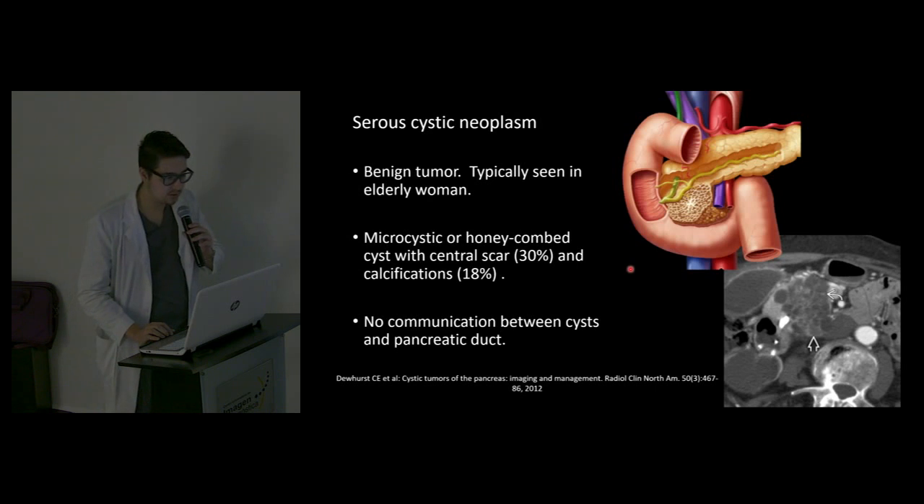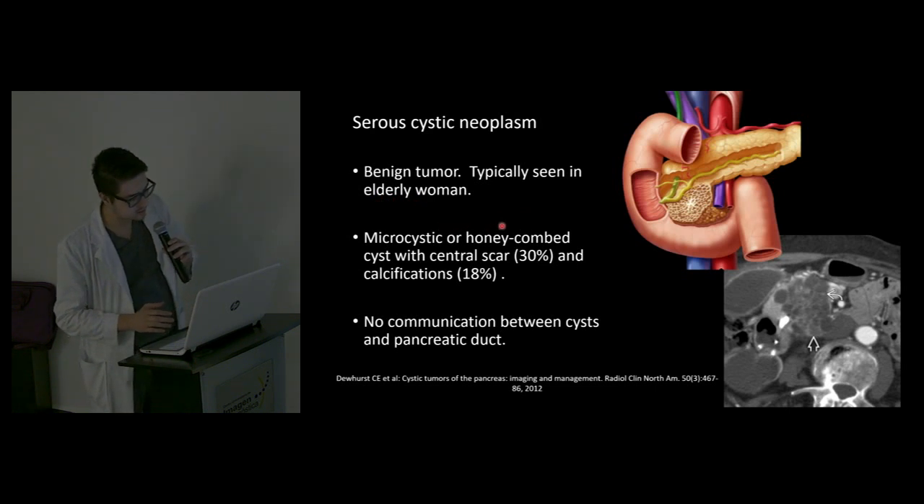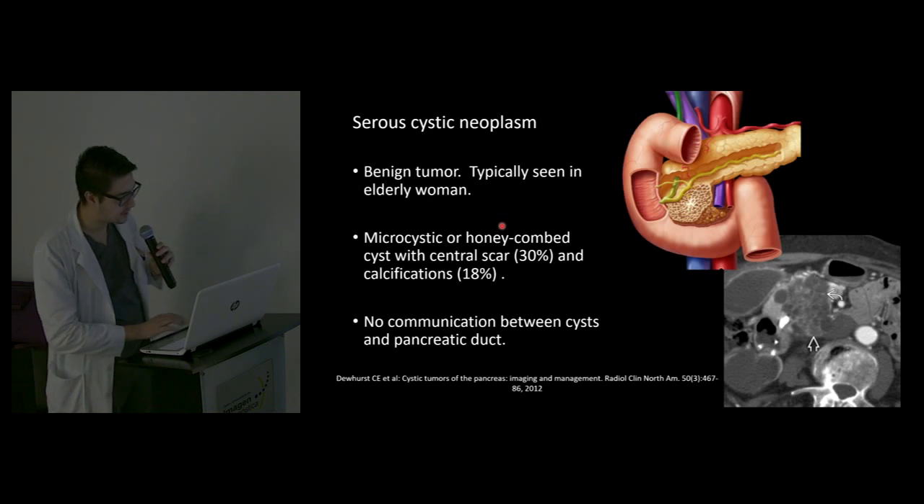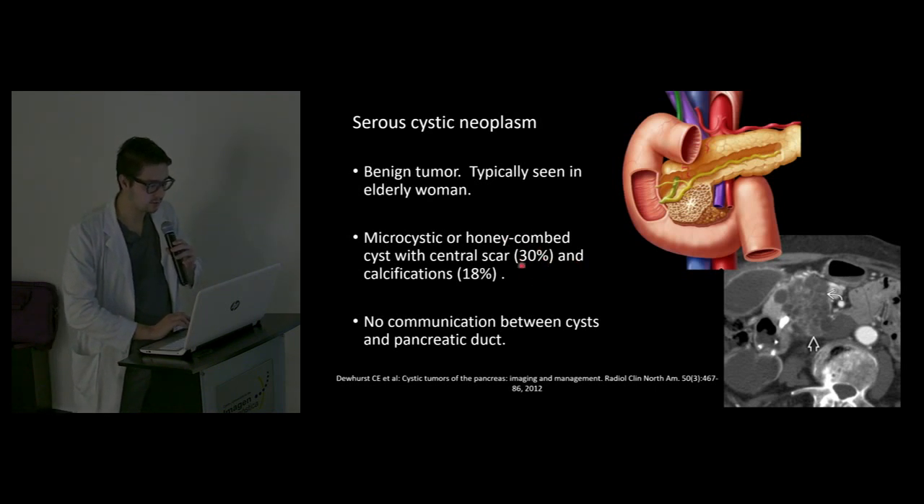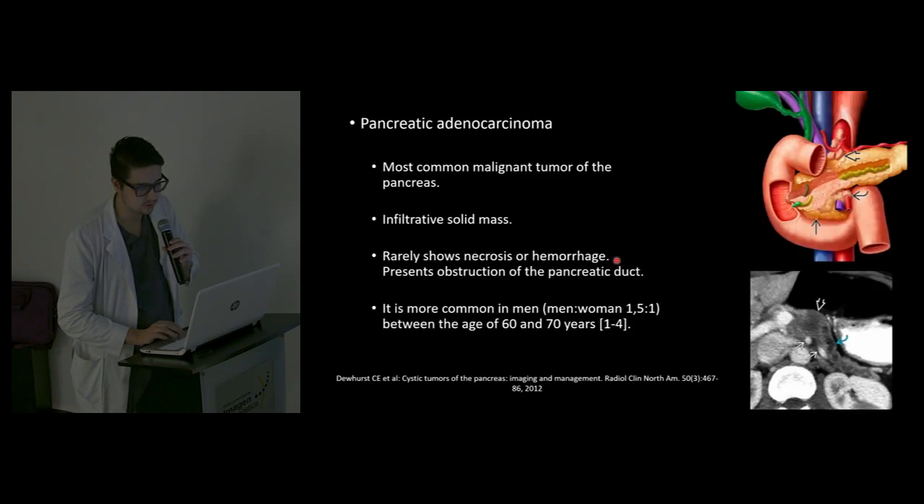The other is the serous cystic neoplasm. This is a benign tumor typically seen in elderly women, also known as the grandmother tumor. This has a microcystic or honeycomb cyst appearance with a central scar, which is found in one third of the cases, and also with dystrophic calcification. There is no communication between this cyst and the pancreatic duct, so there is little to no chance of pancreatic duct dilation.